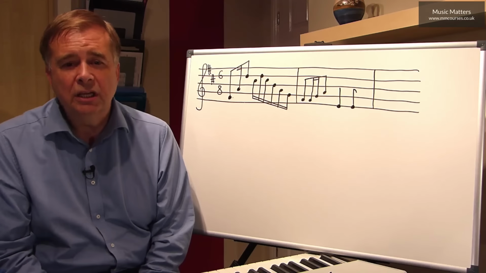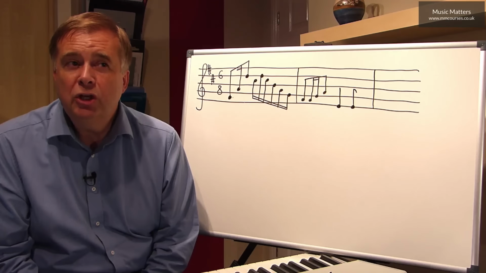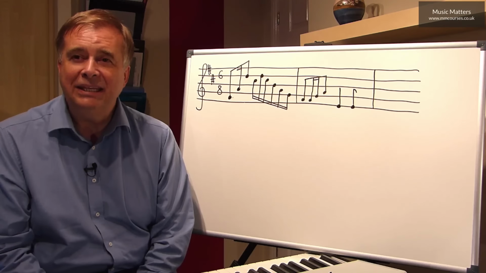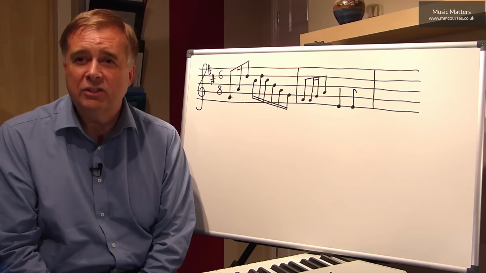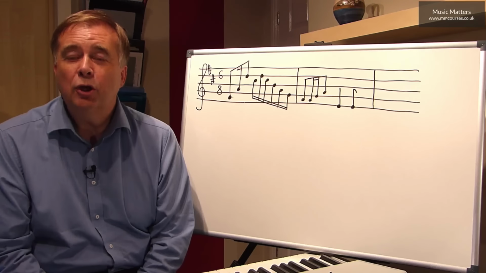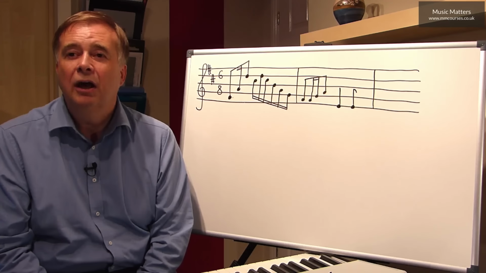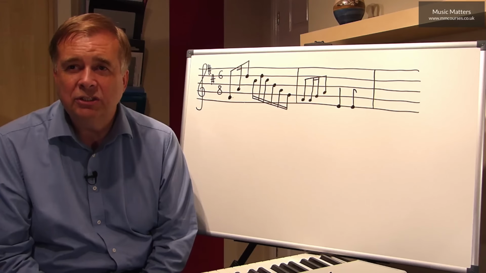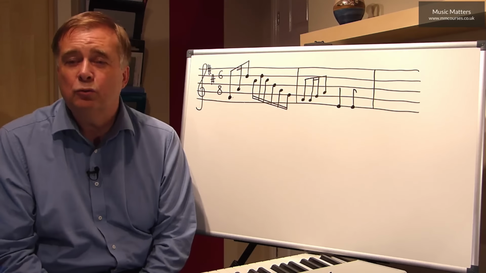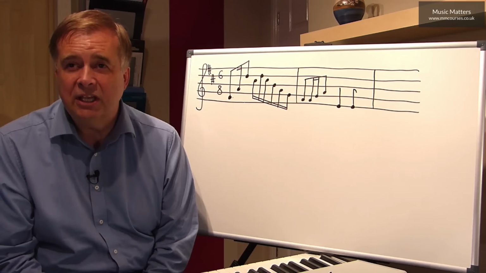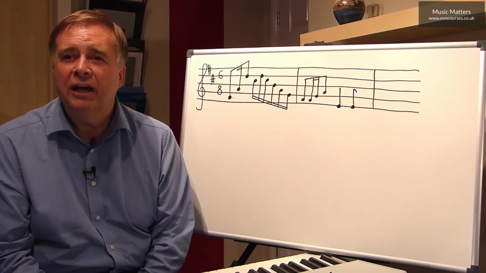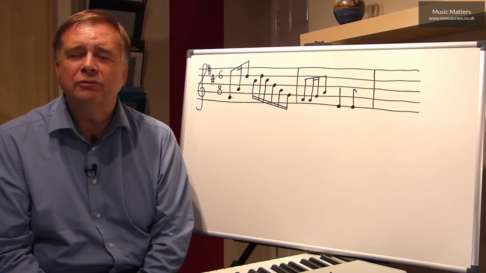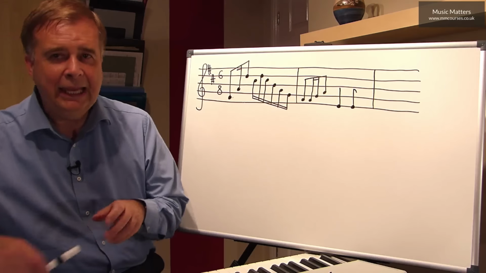Another possible structure might be what we call ternary form, and ternary form has a structure that goes A, B, A. In other words, you write your first section, then you have a contrasting B section, often in a different key, and then you return to the A section either as a direct repetition of the first A section or as some modified variation on it. If it's a modified variation, we often refer to this as ABA dash.